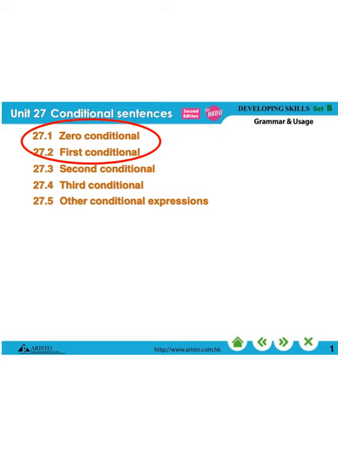Hello everyone, today I would like to talk about Unit 27, Conditional Sentences. For conditional sentences, there are altogether 4 types. We call them types 0, 1, 2, and 3.